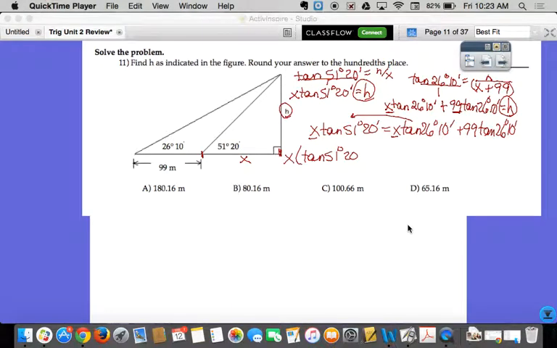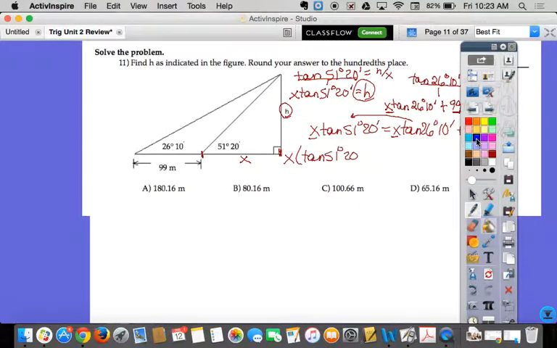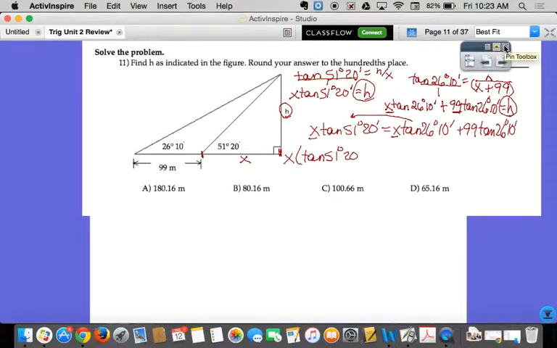Okay, we're picking up in the middle of this problem where we left it last time. We set up the two equations. Here, let me get a different colored pen so we can mark on this. We set up two equations using the small triangle. We started with tangent of 51 degrees, 20 minutes equals h over x. And then we came over here with the larger triangle, tangent of 26 degrees, 10 minutes equals h over the entire adjacent side, x plus 99.